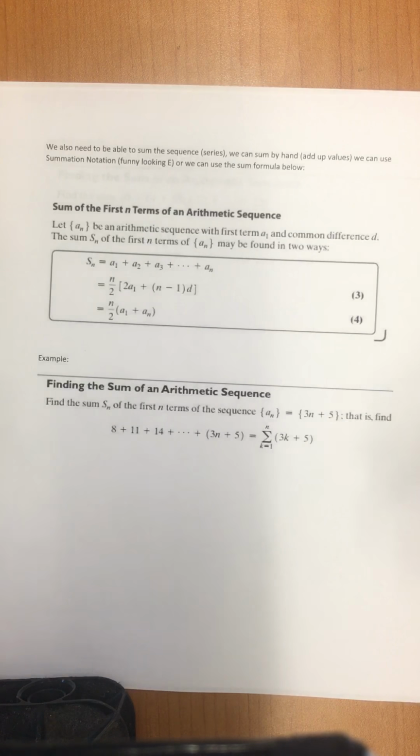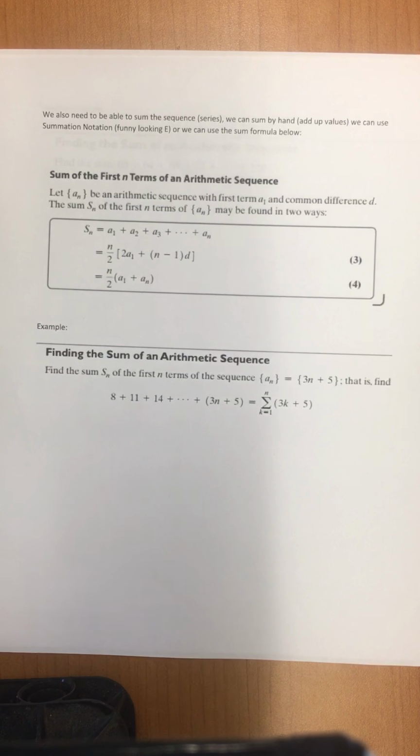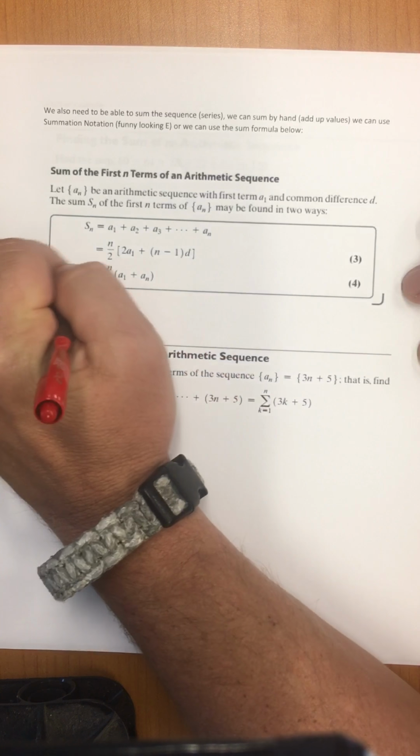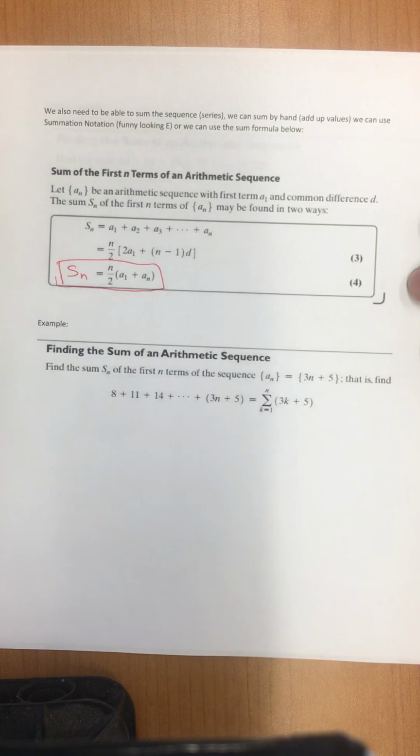Well, just like in the last section, we still need to be able to find the sum of a sequence. Remember, when we take a sequence and add it up, we call that summation. We have to be able to do the same thing. Now, the nice part is there's actually a formula for the sum of an arithmetic sequence.